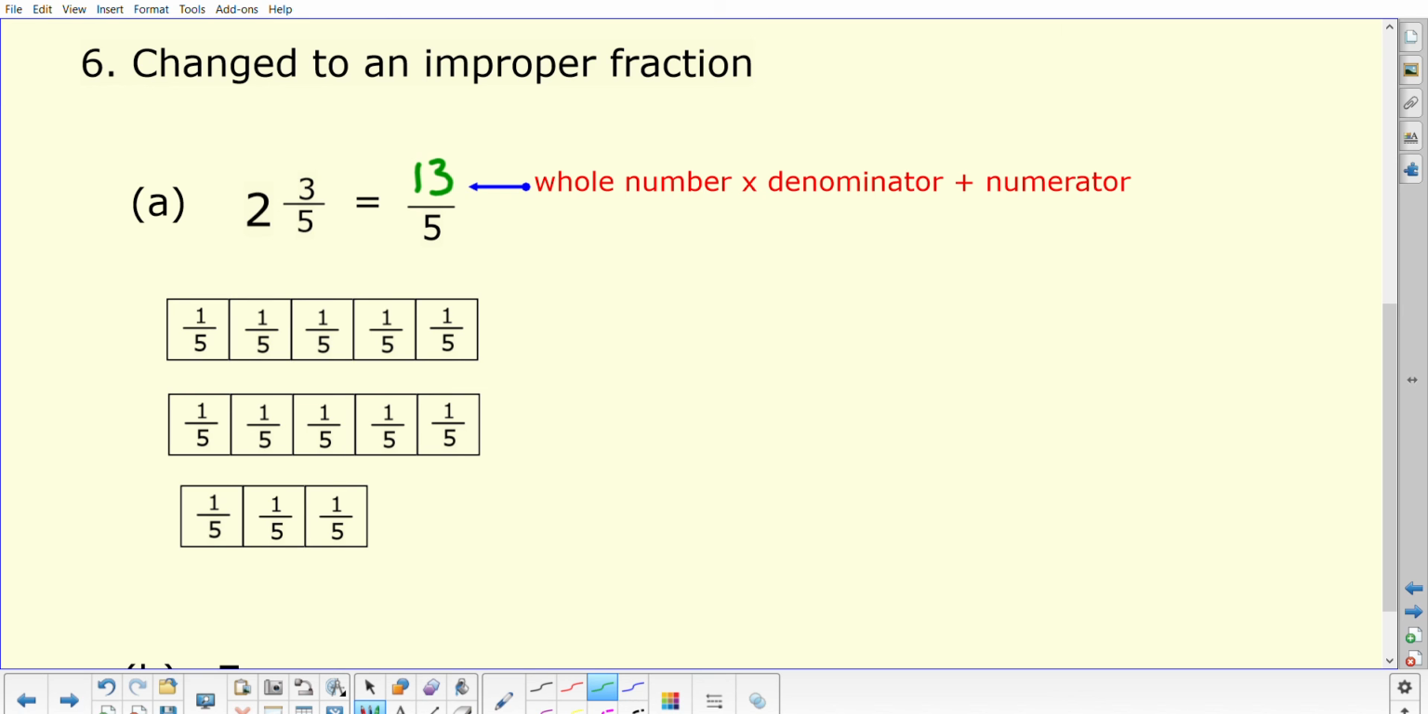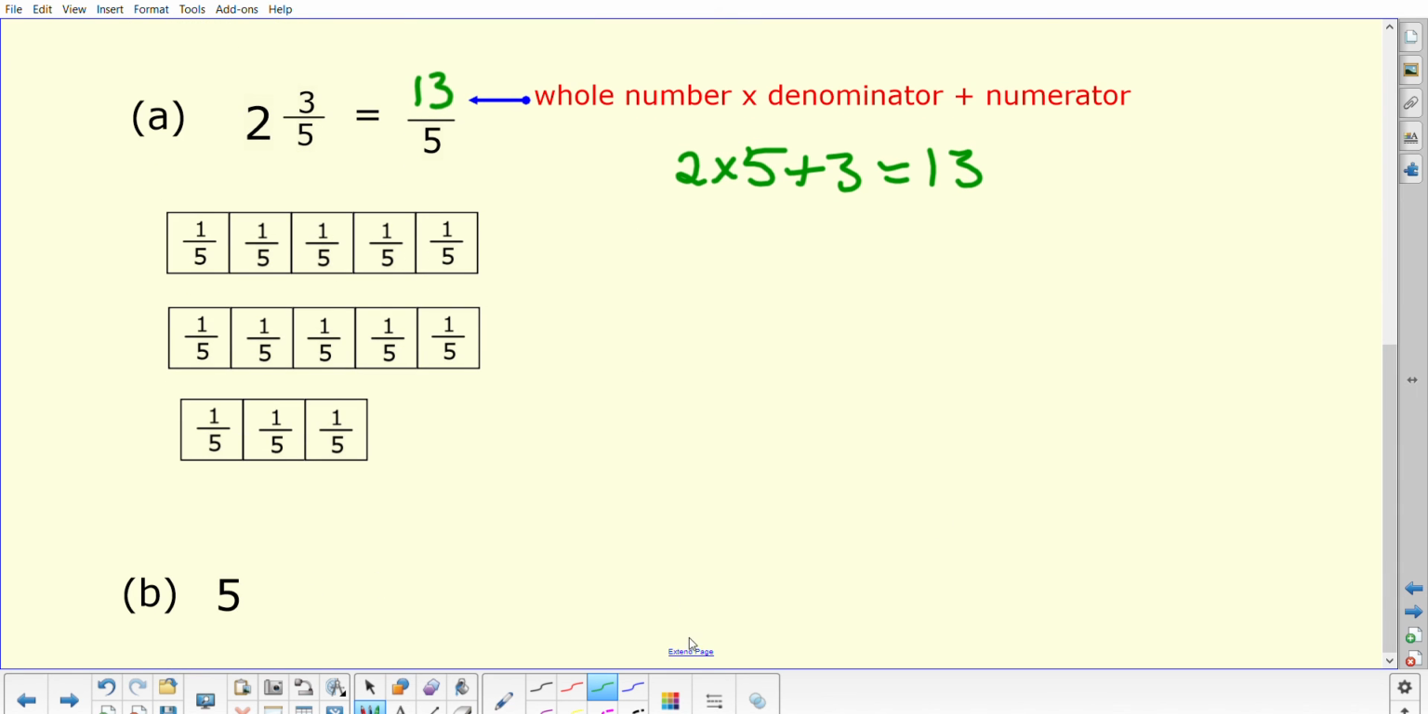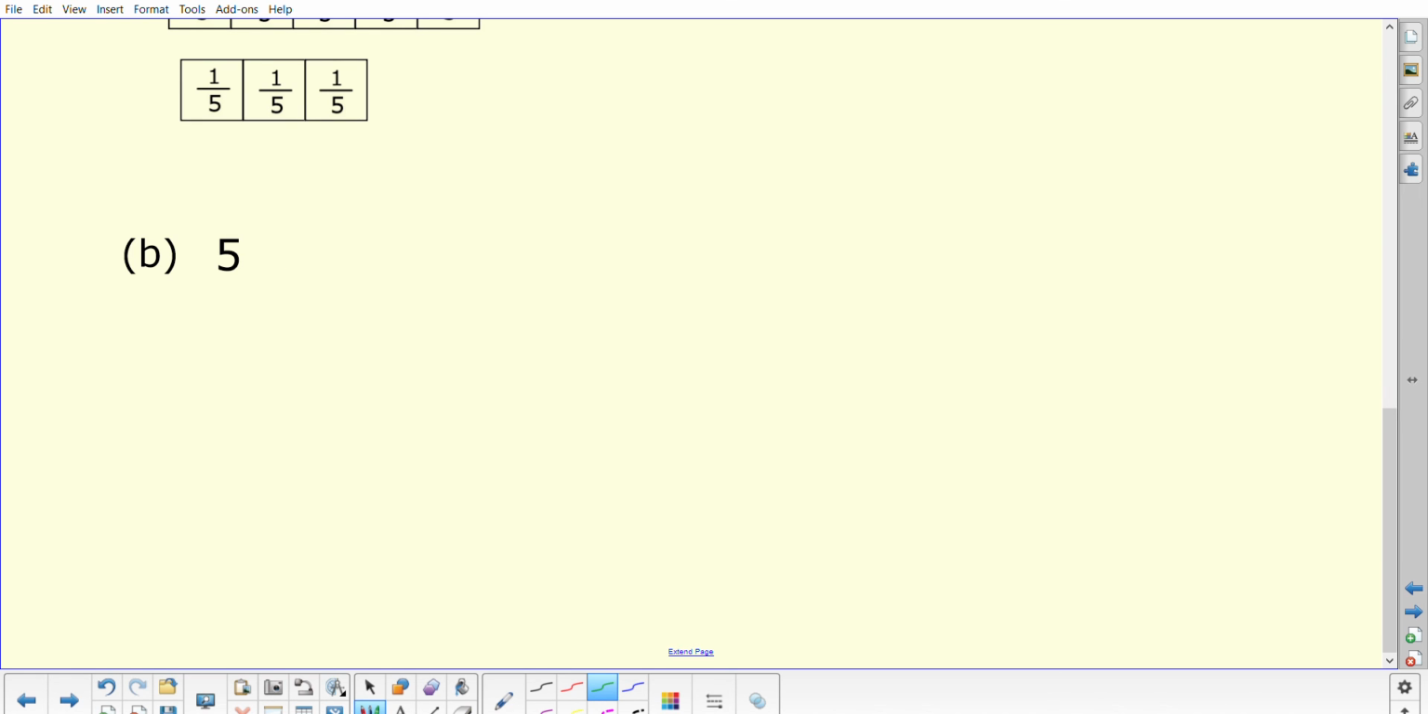Now a quick way to get there, not drawing diagrams all the time, is to take the whole number, multiply by the denominator, and add on the numerator. So 2 times 5, add on the 3, and that's how you get the 13, the number on the top. The bottom number will always be the same as what you had before. And this last bit, any whole number can always be written over 1. That's not just for 5, that is in fact any whole number, which can be written as a top heavy fraction by writing it over 1.